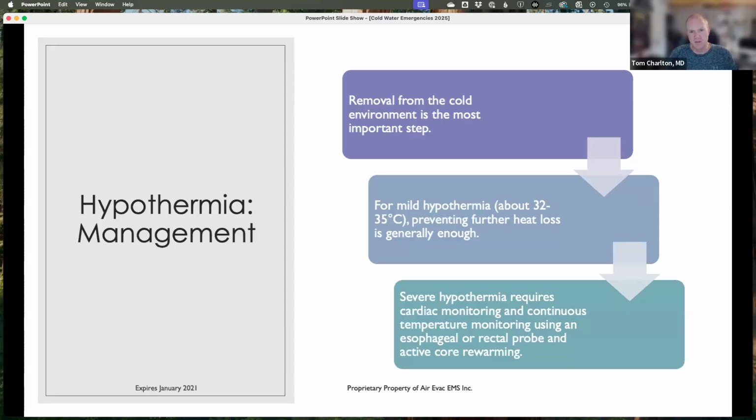Getting them out of that cold environment is the most important step. Generally, with mild hypothermia, all that's required is letting the body rewarm itself. But severe hypothermia is going to require more active core rewarming. When we talk about ECMO bypass, right now there are only two facilities in the greater Cincinnati area that reliably will do this, and that's UC downtown and Children's downtown.